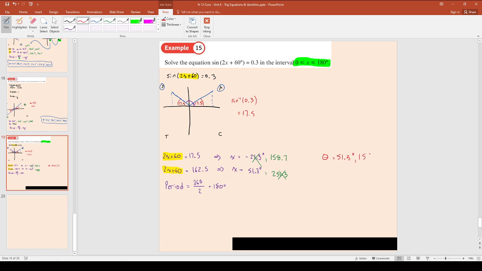and 158.7. So while the answers that were out of the range did help us, we don't actually use those answers. We only need the 2 that were in the range. So we did use the ones that were out of the range, but the ones that are in the range are the only ones that count.